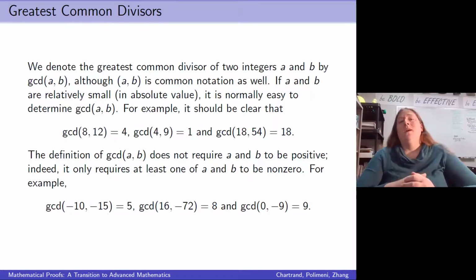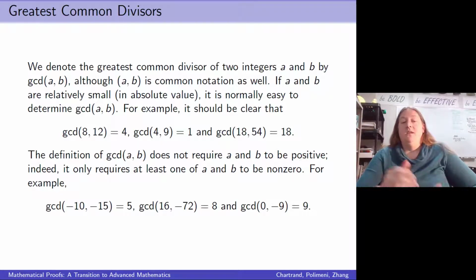So when numbers are small, when a or b are small integers, finding the greatest common divisor is something that, again, you've probably done in elementary school, where you look for the greatest common divisor of 8 and 12, and you find that it's 4, and of 4 and 9, and you find that it's 1, and so on. But you may never have thought about when a or b is negative. Well, it turns out that doesn't change anything, actually.